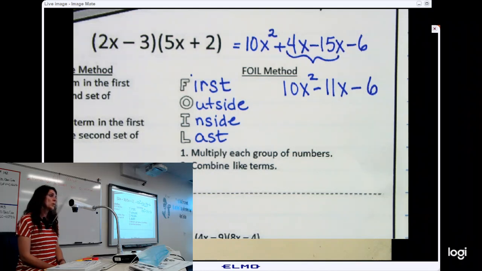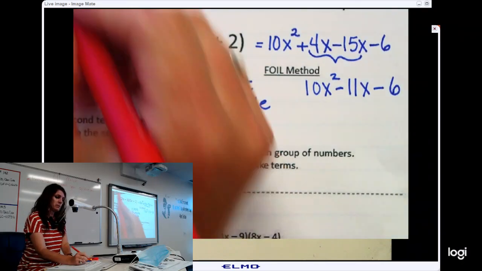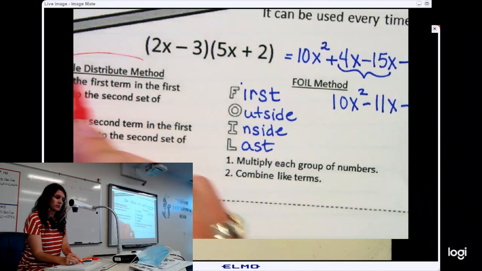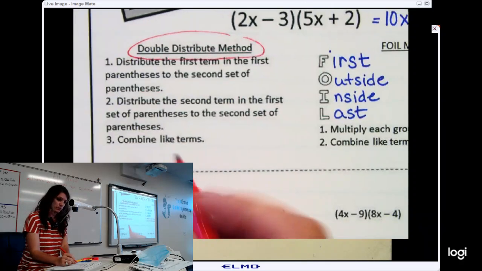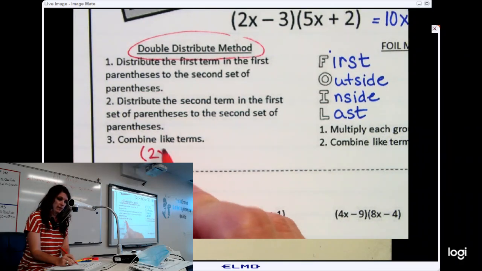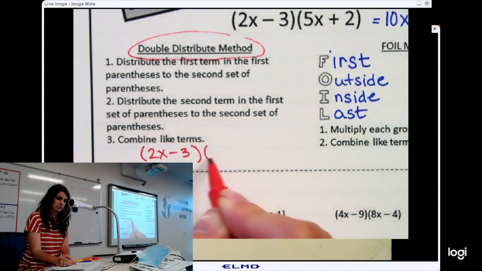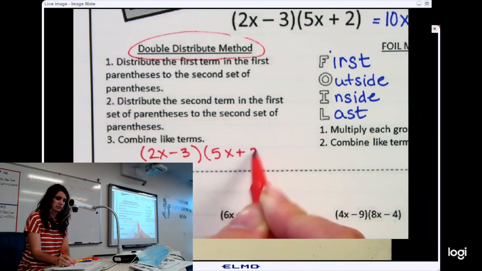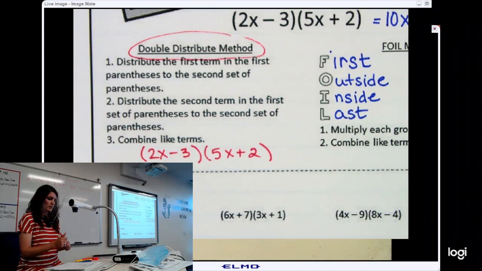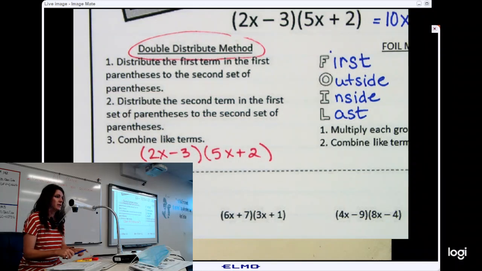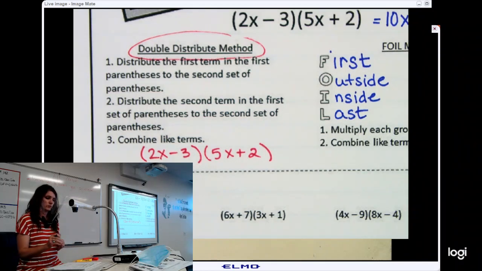Now you guys know what it means to distribute, right? I take a number, a term that's out front, and multiply it into the parentheses. That's distribute. Well, what we mean by double distribute, let me write down the exact same problem down here. 2x minus 3 times 5x plus 2. Now this double distribute will kind of start leading us into FOIL-MAN a little bit.